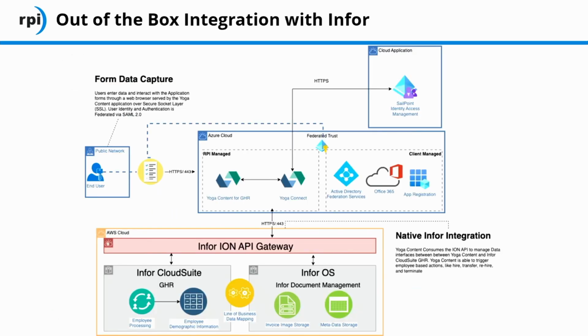And additionally, we talked about the out-of-the-box integration with Infor, but we do this through the ION API gateway. You can see some architecture here that this is all managed within the Azure cloud. We federate the trusts with your own internal identity access management systems for your internal employees who need to access and use this system, and also integrate with your IAM for your non-employees to put them in there to give them access to the things that they need.